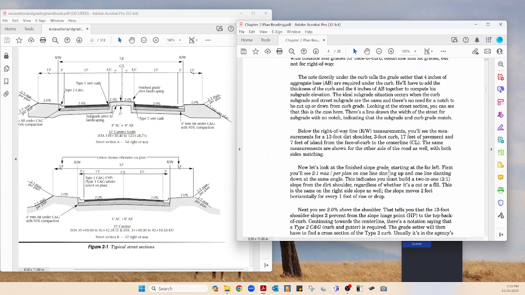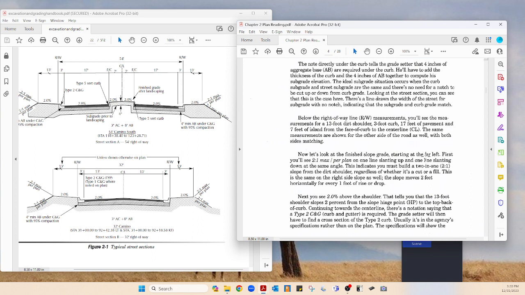Okay, now let's look at the finished slope grade starting at the far left. Bam, if we're going to start on section A, which I am there. Now let's look at the finished slope grade.